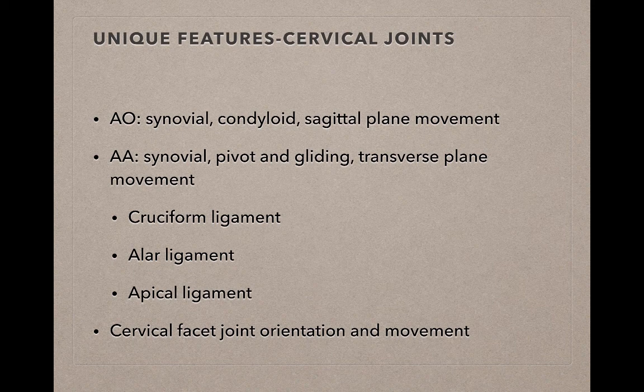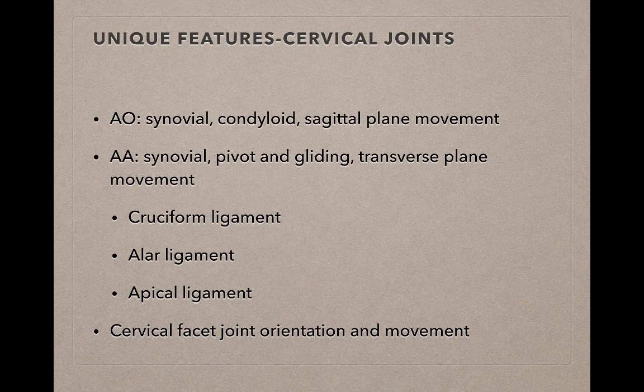Now, because of the anatomy and the articulations of these joints, we need to discuss some very important ligaments. The first is the cruciform ligament. This is a cross-shaped ligament. It's made up of a transverse band that wraps around the dens and a longitudinal band which goes from the axis to the foramen magnum. This cruciform ligament is to secure the dens so that it doesn't move from C1.